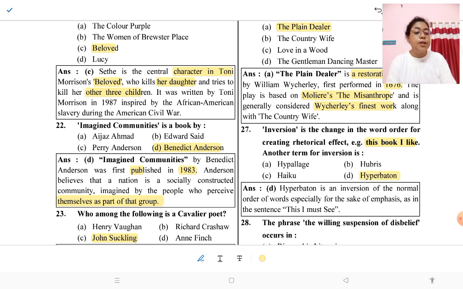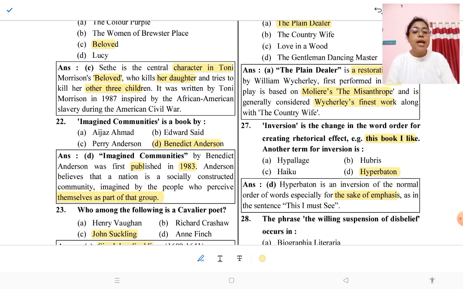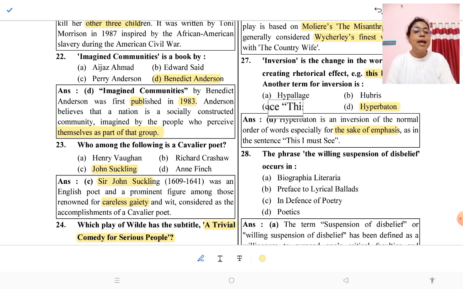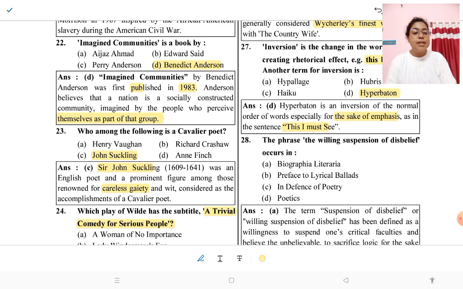Hyperbaton is an inversion of the normal order of words, especially for the sake of emphasis. Sometimes it is for the sake of emphasis, to give more importance to the word, and sometimes it gives you the rhetorical effect or matches the rhyme scheme. An example is this: I must see. So it is also an example of hyperbaton. Another term for inversion is hyperbaton.